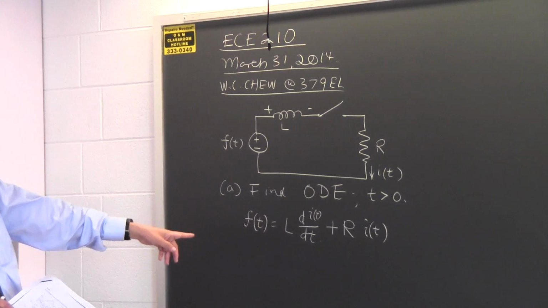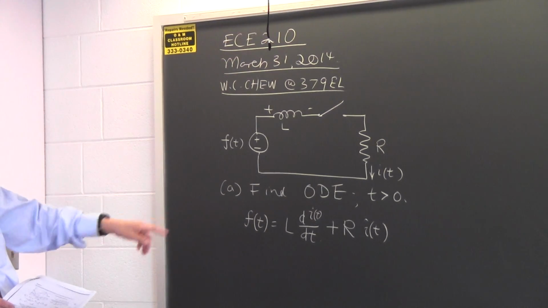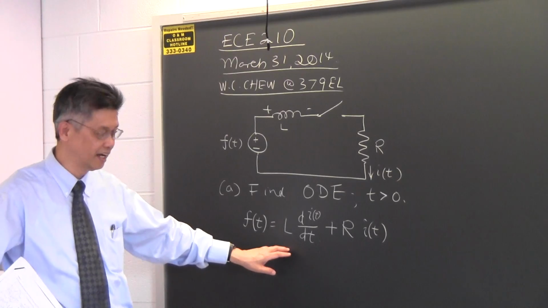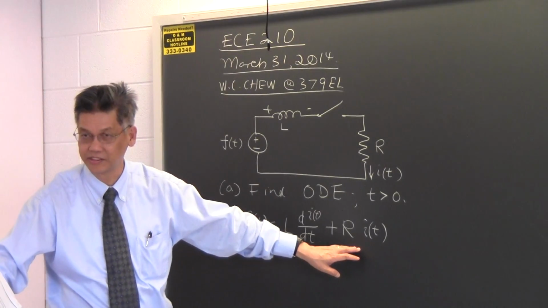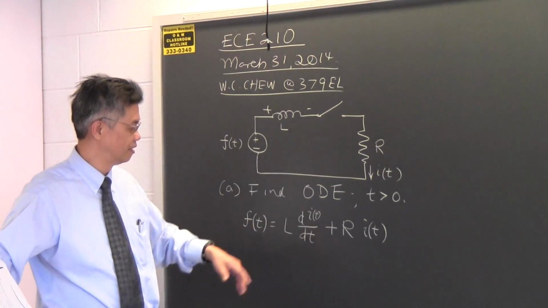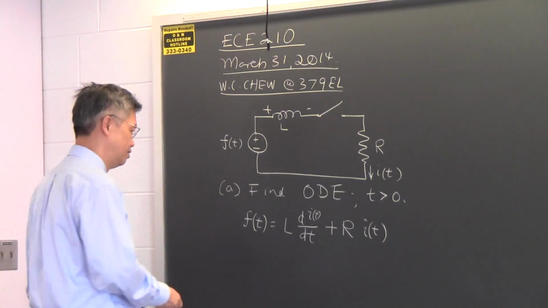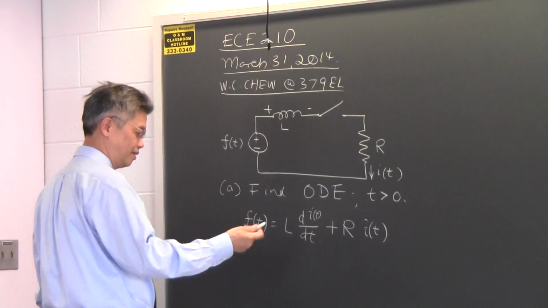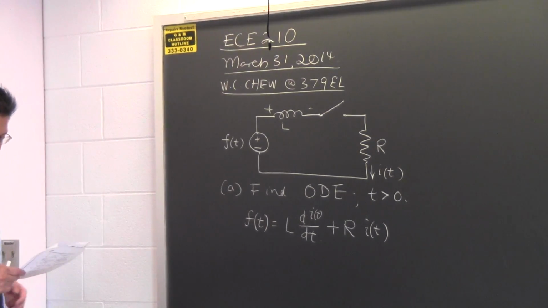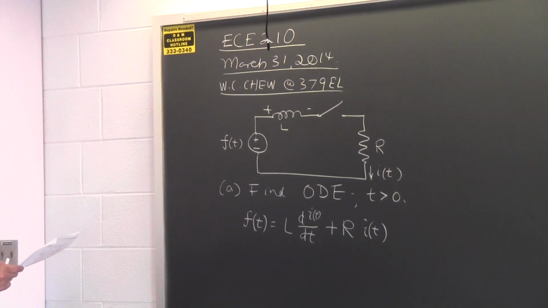You just write Kirchhoff's voltage law. The voltage across an inductor is L di/dt. The voltage across the resistor is R times i. And then when you switch this thing on, this is just Kirchhoff's voltage law. You can also write other forms of this ODE, and you will still get the correct answer.